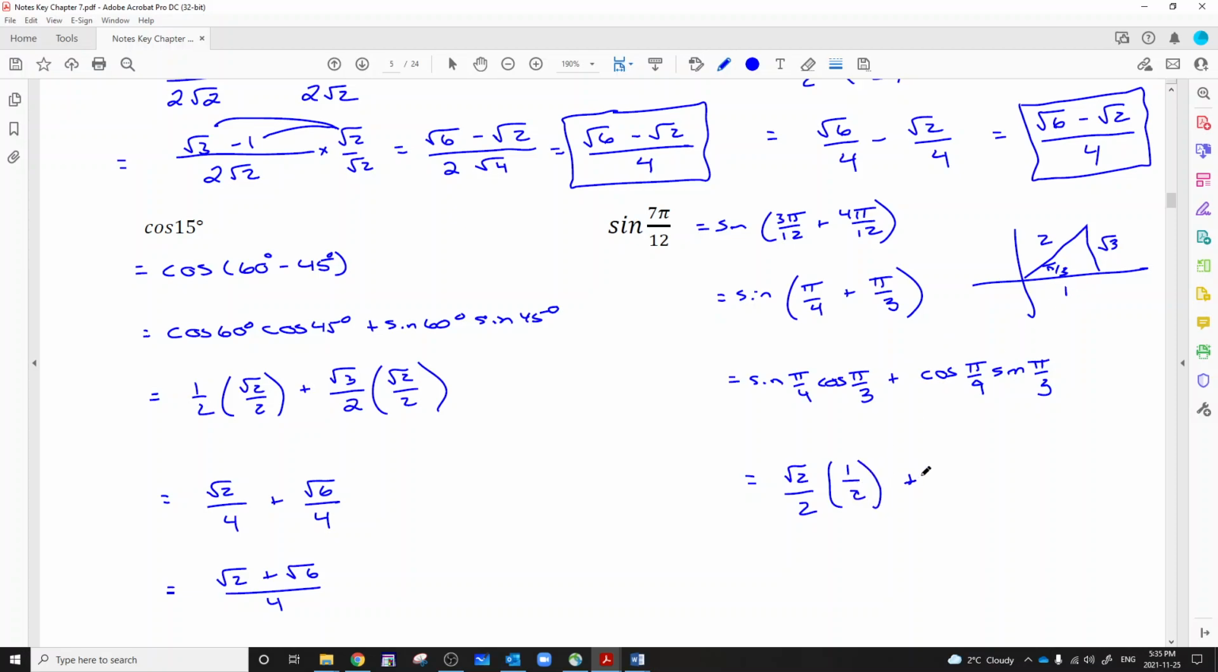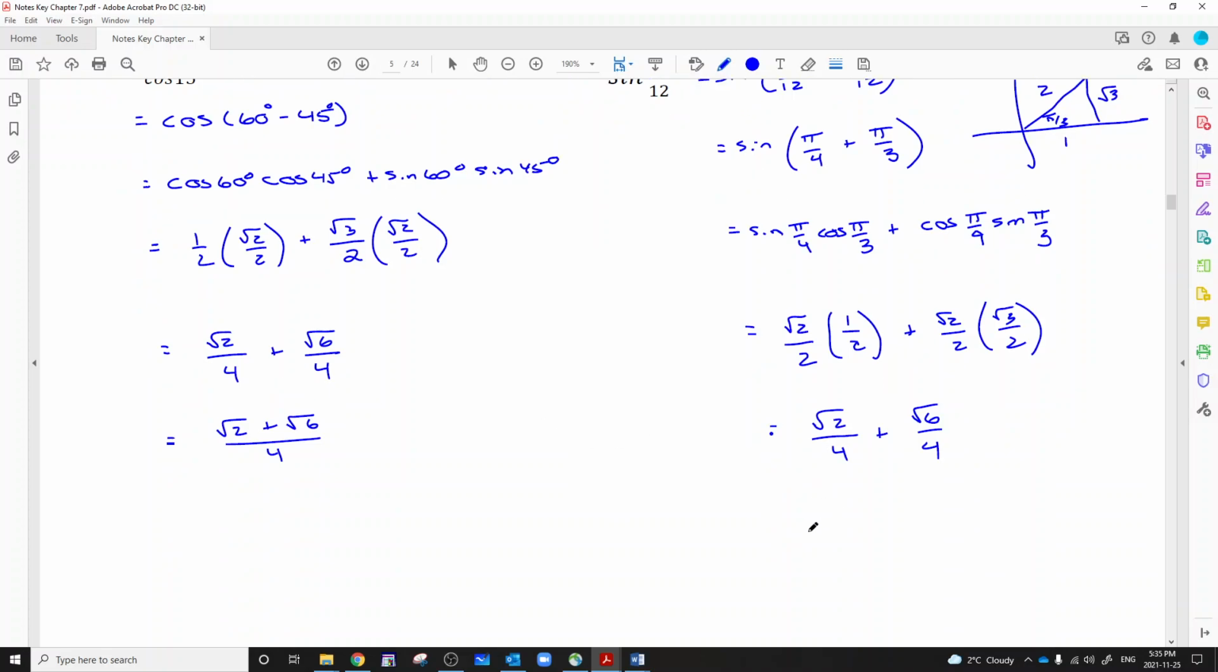And then we keep going. So the cos of pi by 4 we already know is root 2 over 2. And then the sine of pi by 3 is root 3 over 2. All right, that gives me root 2 over 4 plus root 6 over 4. And then I end up with root 2 plus root 6 over 4.